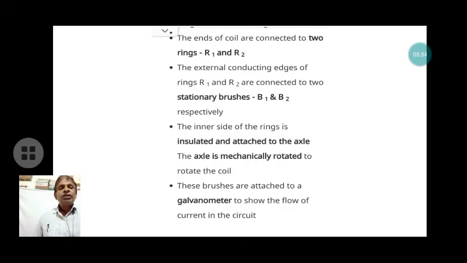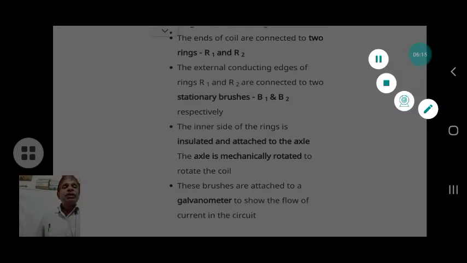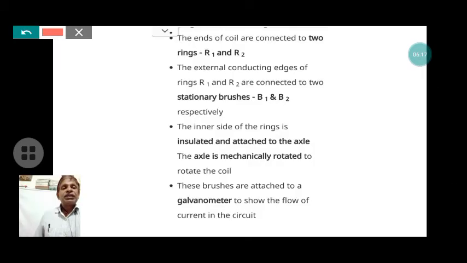Now, the ends of the coil are connected to two rings R1 and R2, and the external conducting edges of R1 and R2 are connected to the stationary brushes B1 and B2 respectively. The inner side of the slip rings is insulated and attached to an axle. The axle is mechanically rotated. The axle is the moving part of the generator that rotates along with the coil.